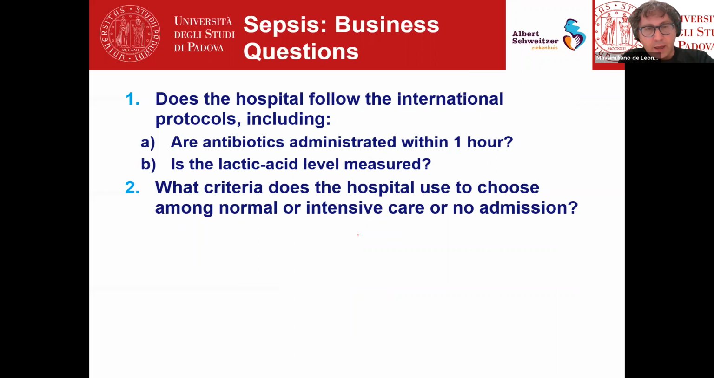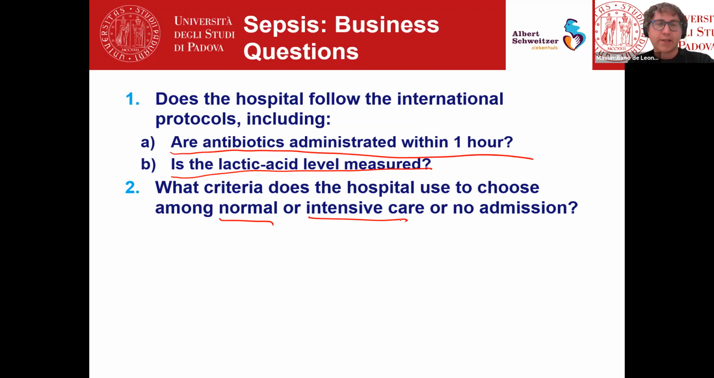So they asked Felix whether the international protocols were followed in the hospital. In particular, the international protocol says that the antibiotics need to be given within 1 hour. And you need to measure the lactic acid level, because apparently there is a correlation between high levels of this acid and severe cases. And the second question was that once you decide to hospitalize the patient, what are the criteria to decide whether it goes to normal or to intensive care? And conversely, what are the criteria that say, okay, the case of sepsis is quite light, so the person doesn't need to be hospitalized?